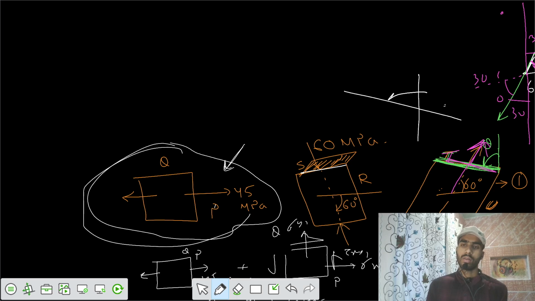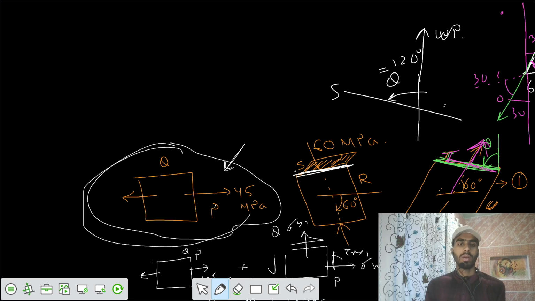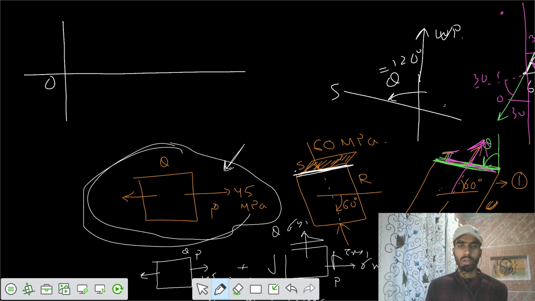Then on some plane S, your theta was equal to 120 degrees with respect to the vertical plane. So let's make the Mohr's circle. This is our origin O, and what is the center value? It equals sigma x plus sigma y by 2. That's also equal, by the stress invariance concept, to sigma 1 plus sigma 2 by 2. That is the sigma average, or the center of the Mohr's circle.